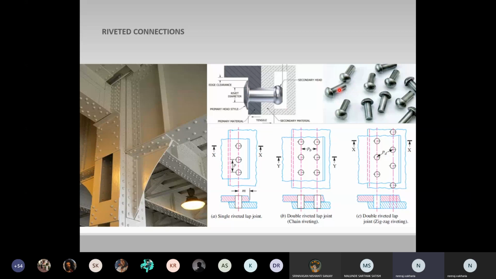This is the typical rivet. A rivet is made up of a round ductile steel bar, which is also called a shank, with a head at one end. So this is the shank, the middle portion, and this is the rivet head. It is made up of mild steel or high tensile steel.